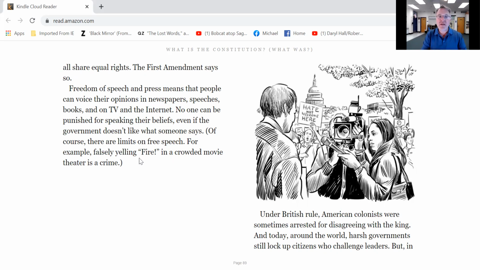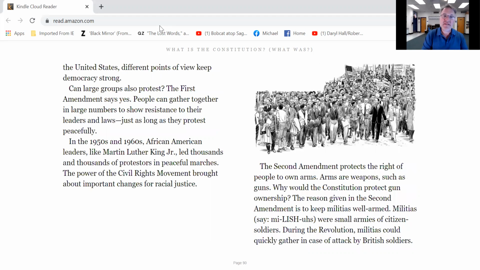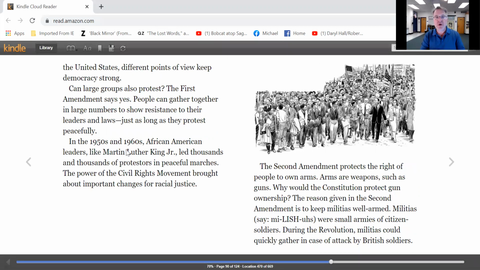Of course, there are limits on free speech. For example, falsely yelling "fire" inside of a crowded movie theater is a crime because you're inciting panic. So if you go around spreading stuff and saying things that are patently untrue and defamatory or stir people up, that's not allowed. Under British rule, American colonists were sometimes arrested for disagreeing with the king. And today around the world, harsh governments still lock up citizens who challenge leaders. But in the United States, different points of view keep democracy strong.